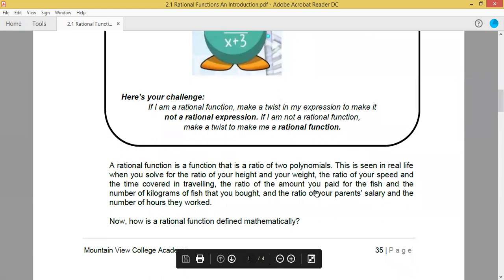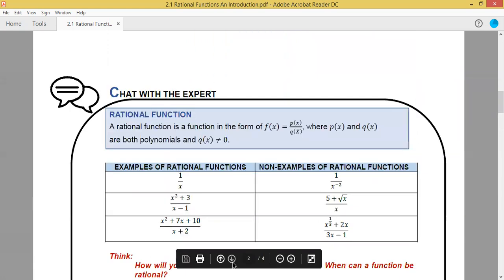Now, remember that a rational function is a function in the form of f of x equals p of x over q of x, where p of x and q of x are both polynomials and q of x is not equal to 0. Because if q of x is equal to 0, it makes the function undefined.